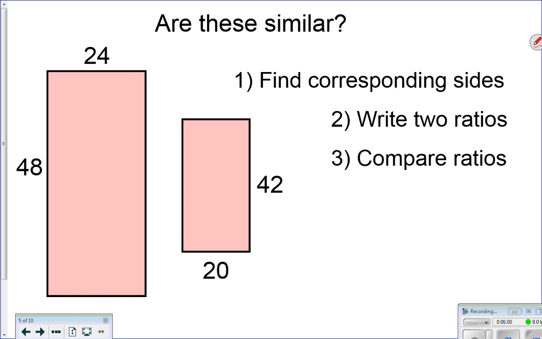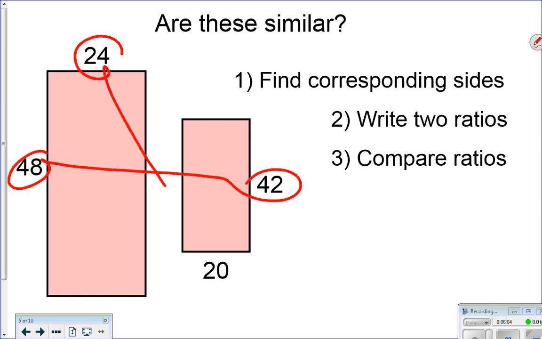Yep, 42. Okay, and 24, and some people are like, well, why is this? Why do they correspond? Well, look at it. If I flip it like this, and then flip it like that, is it going to be in the exact same order that this one is here? Okay, so just because they're in a different place doesn't mean that they don't still correspond.